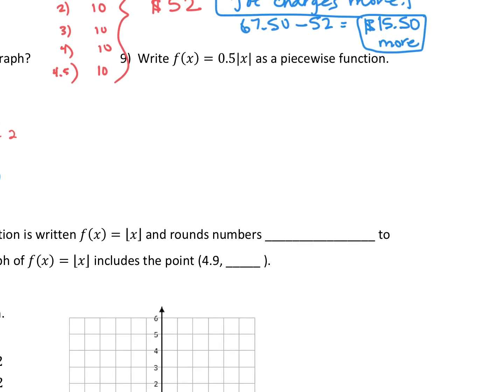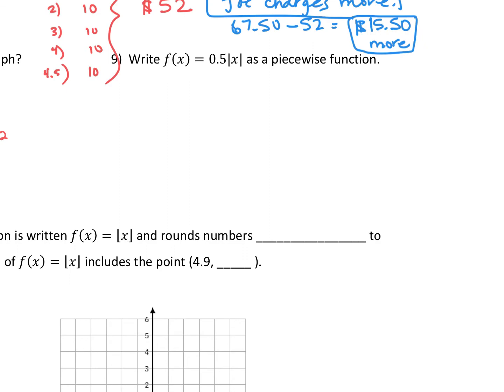All right, number 9, write f of x equals 0.5 times the absolute value of x as a piecewise function. Okay, so let's talk about what's going on here. I think we can give ourselves a nice little visual to kind of make this a little bit easier.